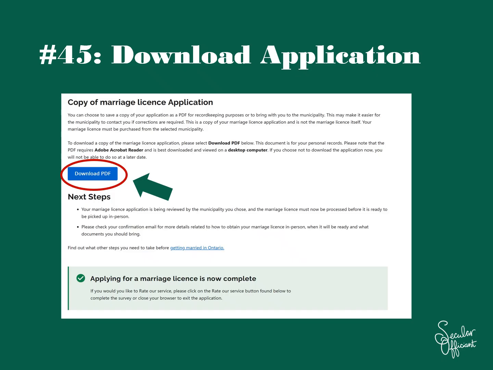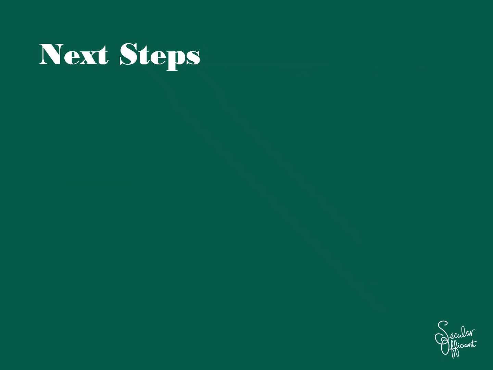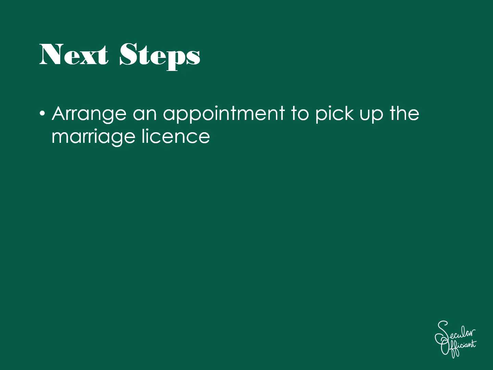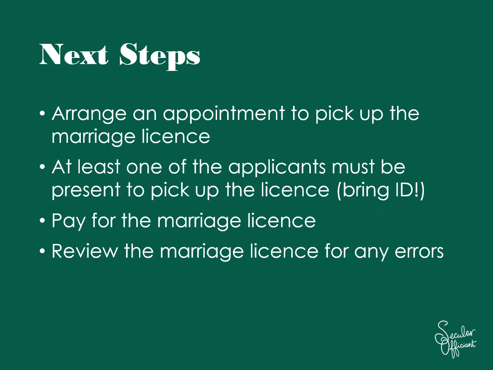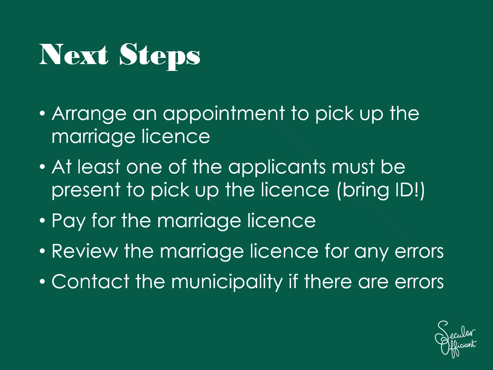Congratulations on completing the ServiceOntario online marriage application. The following information is some next steps for you and your partner to take once you have submitted the marriage license application. Arrange an appointment to pick up the marriage license. At least one of the applicants must be present to pick up the license. Bring ID. Pay for the marriage license. Review the marriage license for any errors, and contact the municipality if there are errors.